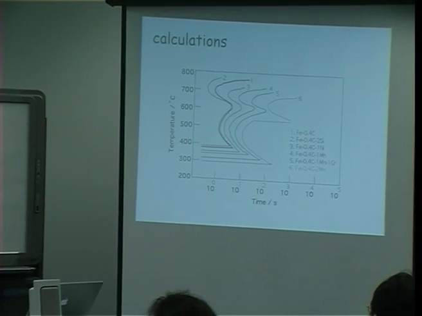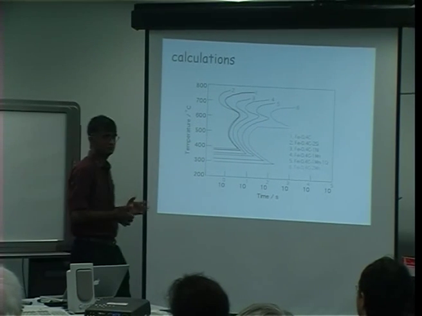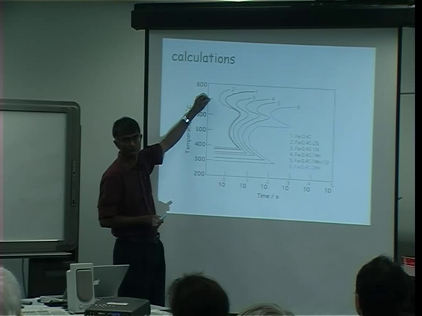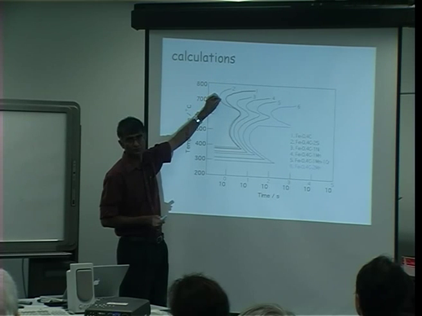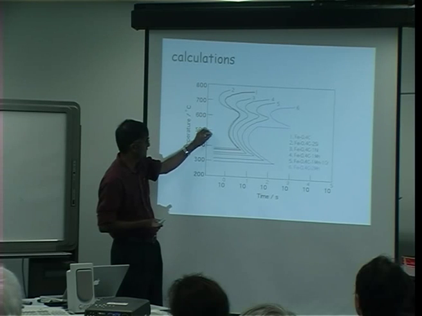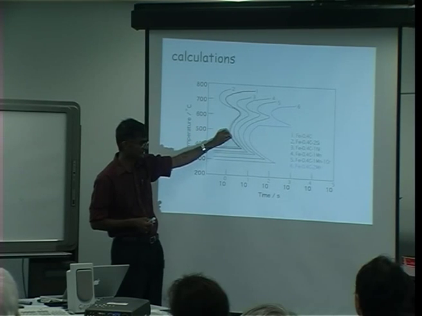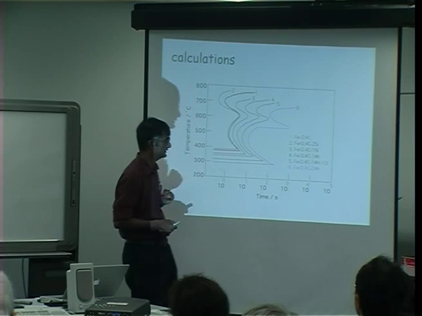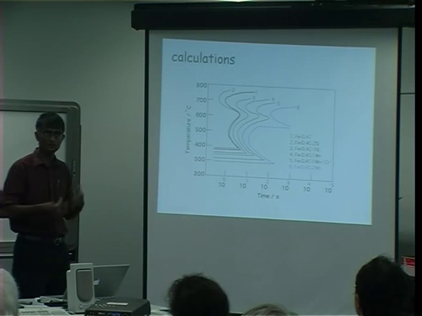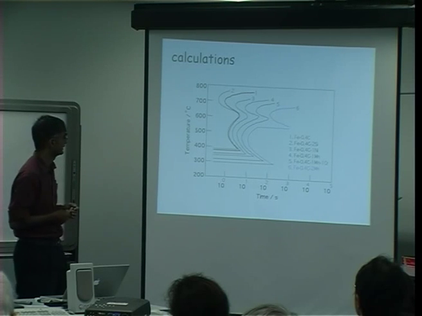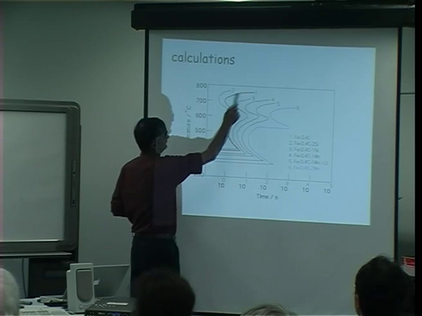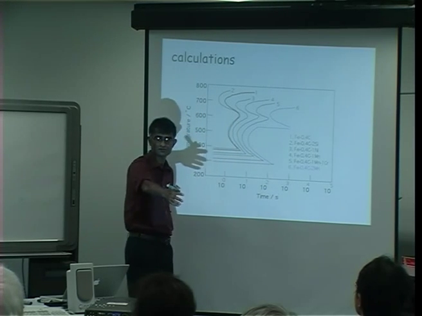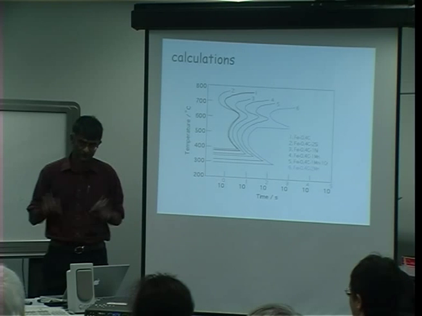So here are some example calculations. A time temperature transformation diagram basically means that if I start from austenite and cool it rapidly to this point, how long does it take for transformation to begin? If I cool it to this point, how long does it take for transformation to begin? We can routinely do these calculations as a function of many different alloying elements, taking account of nucleation and growth. These are examples. So this is an iron-carbon alloy. If I add manganese, then I retard transformations greatly, and so on. So that's possible to do.